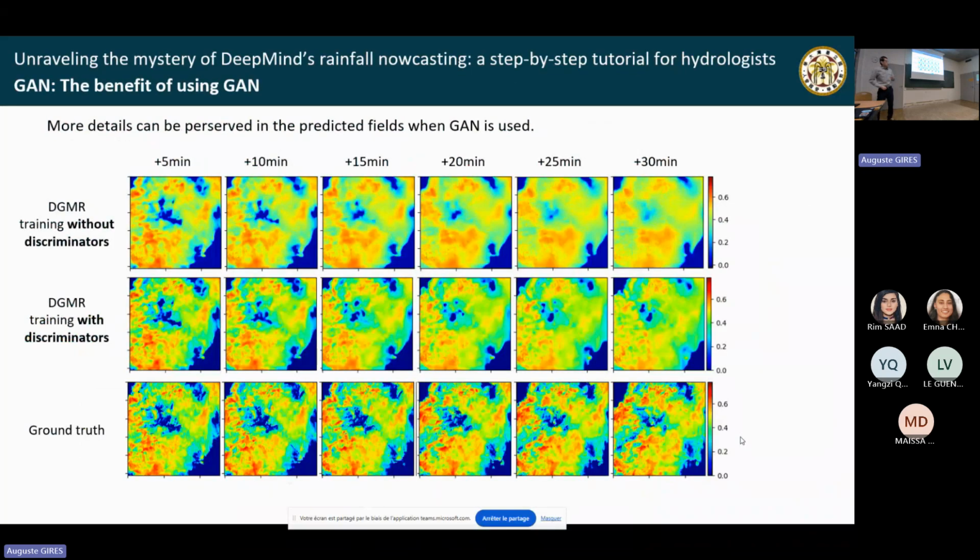Here I just want to show you that with DGMR's model, when they consider a GAN structure, the one in the middle, you can see that with forecast lead time, more details can be retained. After this work, you can see many new methods all start to use GAN to do this nowcasting. So they are the pioneers in this.